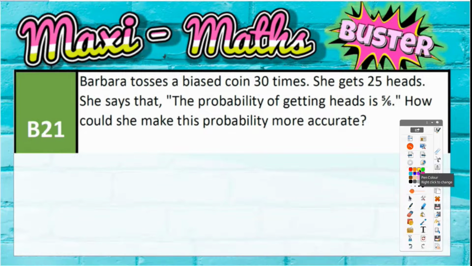Question 21. Barbara tosses a biased coin 30 times. She gets 25 heads. She says that the probability of getting heads is 5/6. How would she make this probability more accurate? The first thing we should talk about here is the fact that this is a biased coin.